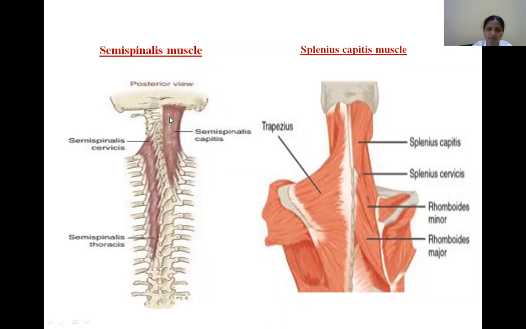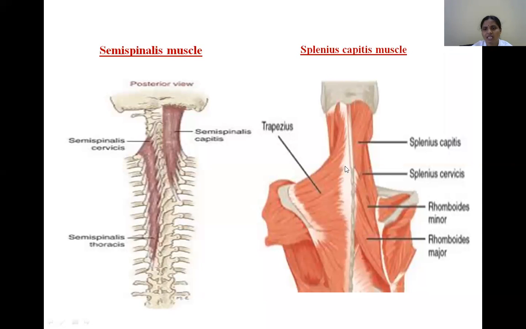and is going upwards and is inserted to the nuchal line, superior nuchal line. So this is a muscle close to the apex of the posterior triangle. We can identify, you see here in this picture, this is the semispinalis capitis. And just superficial to that, you see this is the splenius capitis muscle.